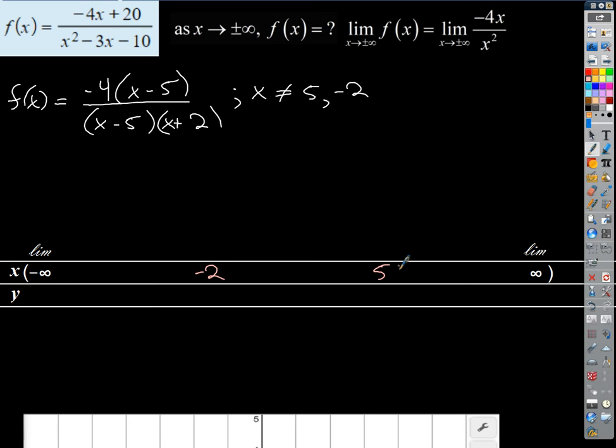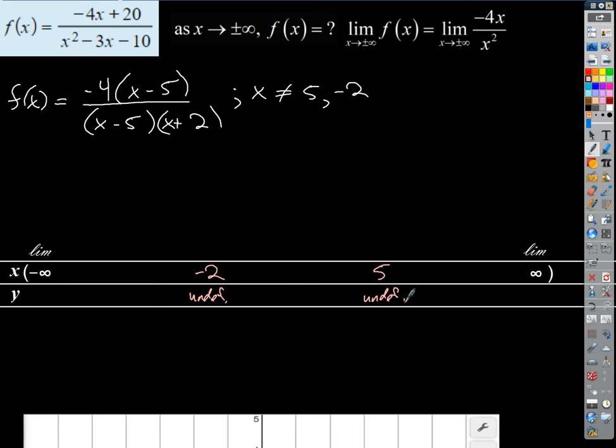So y is undefined there. Are there any places where the function is equal to 0? Think about this: a fraction is undefined where the bottom is 0, but a fraction is equal to 0 where the top is 0. 5 divided by 0 doesn't make any sense, that's an undefined concept. But what is 0 divided by 5? 0. So we'd look for the zeros of the numerator.